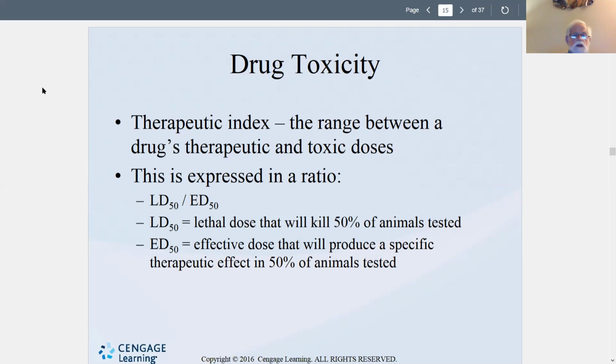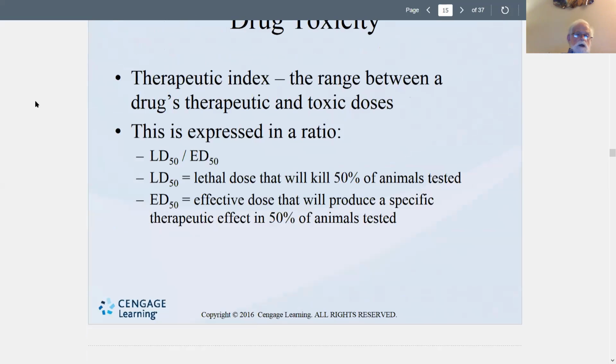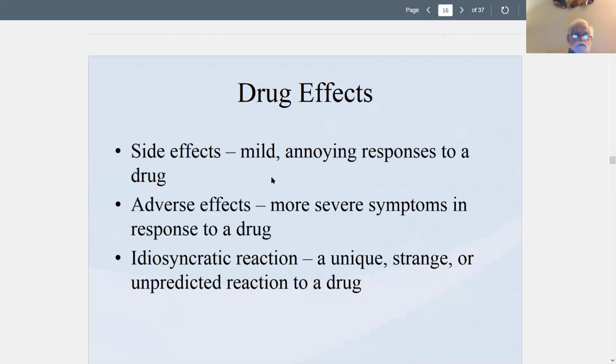Now, notice I said animals. We measure these things in animals. We don't do LD50s in humans, or LD10s or LD1s for that matter, meaning LD50 is a dose that'll kill 50%, and LD10 is a dose that'll kill 10%, and an LD1 is a dose that might kill 1% of animals. This is actually, as much as anything else, a measure of the variability between individuals taking drugs.